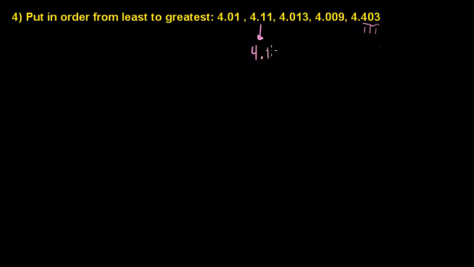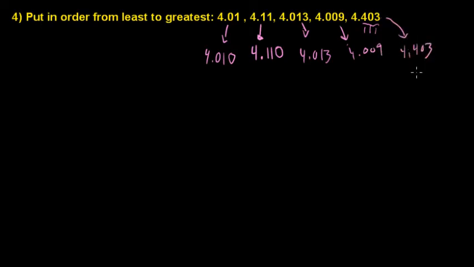So we have 4.11 and 0. There we go. So now this goes out to the thousandths spot. And same with this one, 4.010. Okay. So now we can put these in order. I'm just going to go ahead and rewrite all these so they're all on the same level. It's 4 and 13 thousandths. This is right here 4 and 9 thousandths, and this is 4 and 403 thousandths.